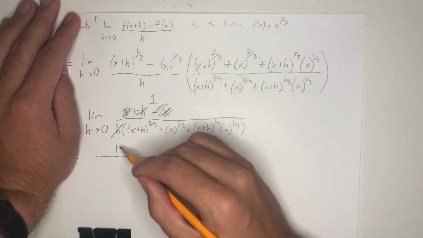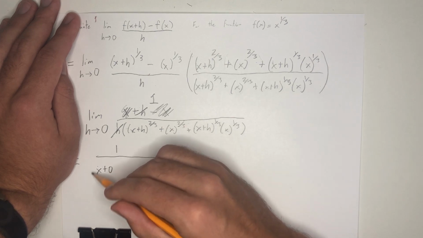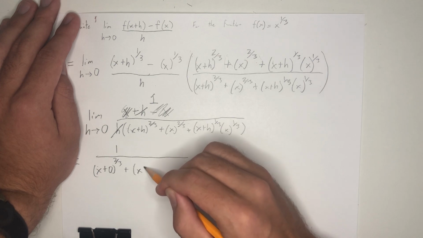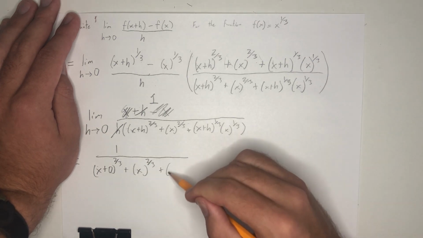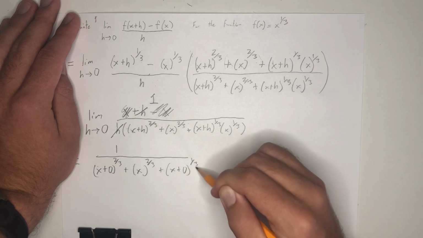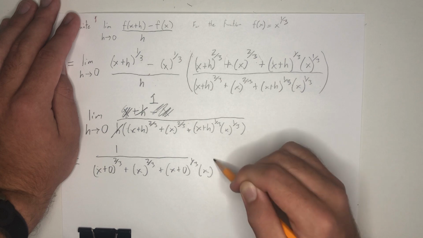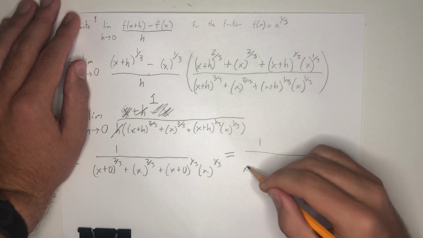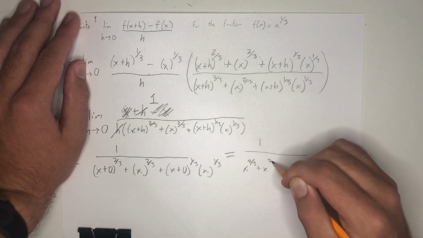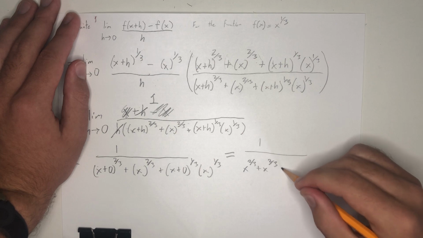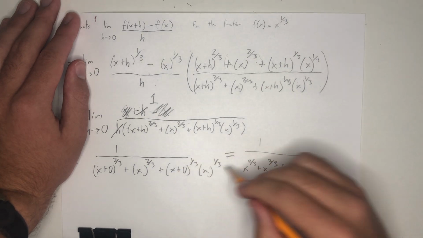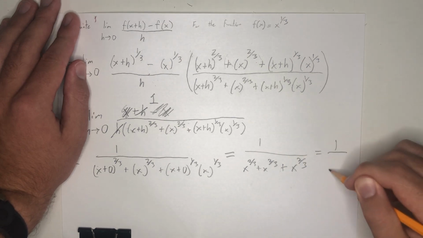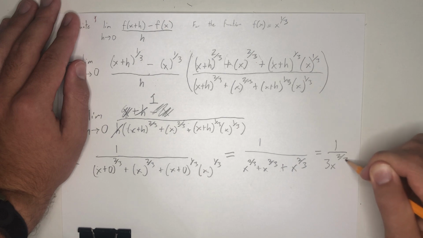So x plus h goes to x, which equals 1 over x to the 2/3 plus x to the 2/3 plus, this is going to be x to the 1/3 times x to the 1/3, which equals x to the 2/3. There's 3 of these, so we get 1 over 3x to the 2/3.